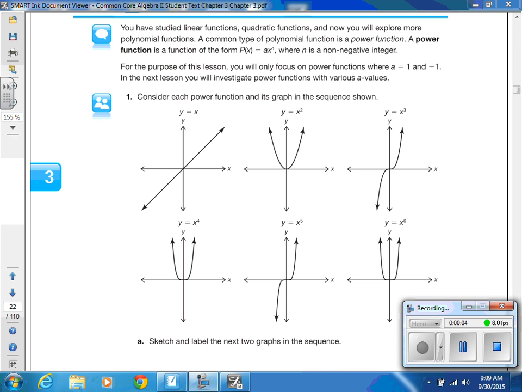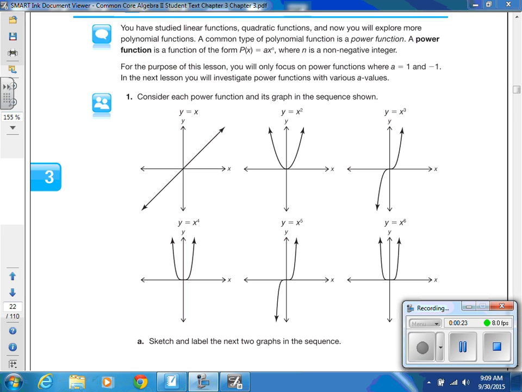Alright, today we're going to start looking at power functions. We're going to look at end behavior, whether a function is odd or even. There's a lot of stuff that we're going to talk about with functions today. So first, let's look at this on page 226.